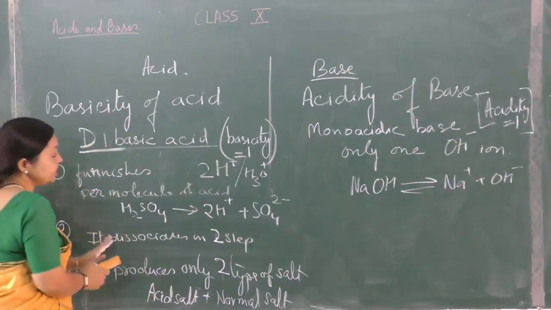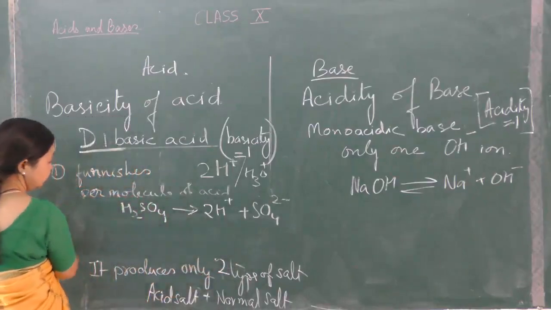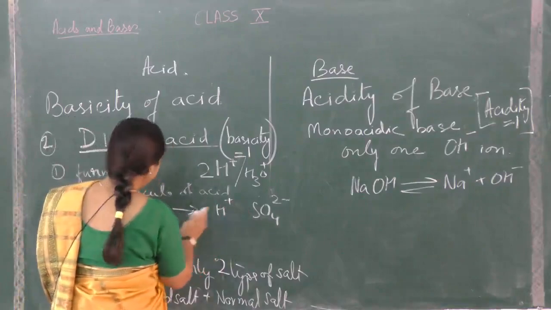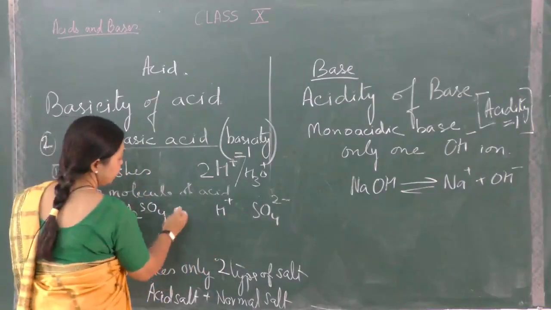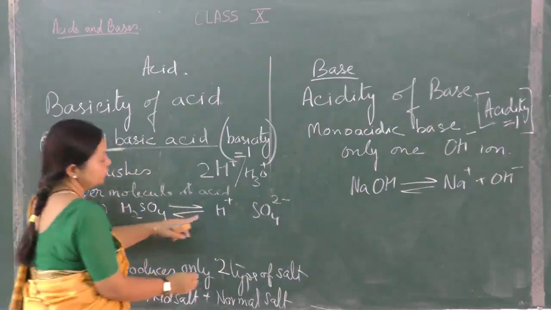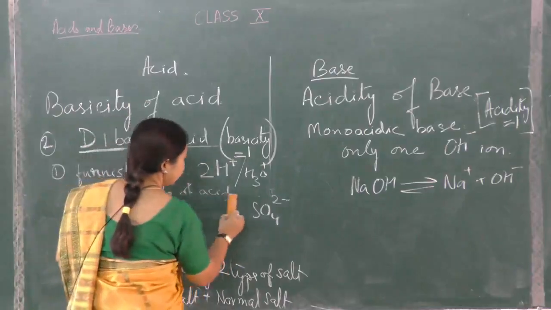Next, it dissociates in 2 steps. Let's see how it dissociates in 2 steps. I'm rubbing this out. In the first step, H2SO4 dissociates into H plus, or let us take the aqueous solution.